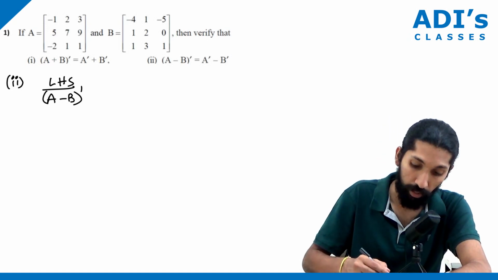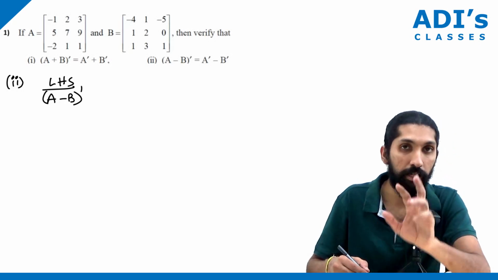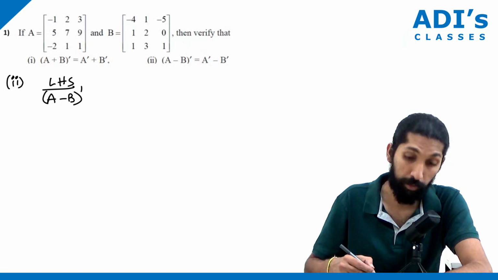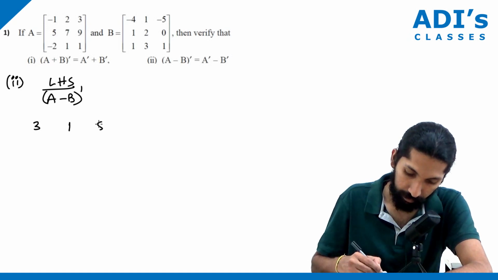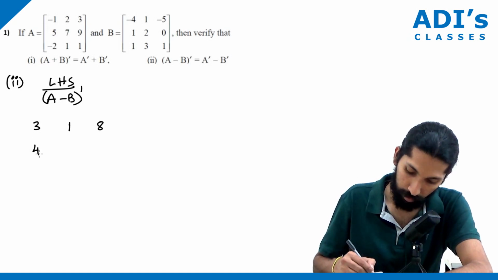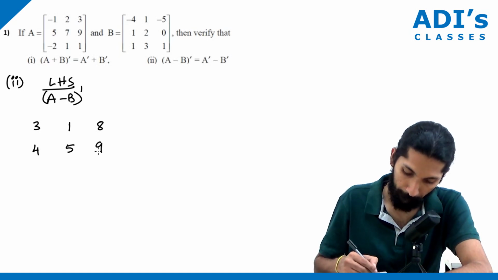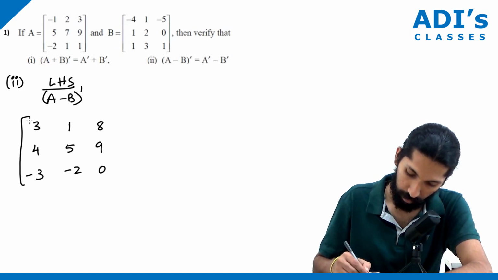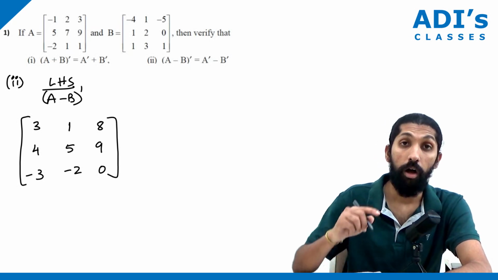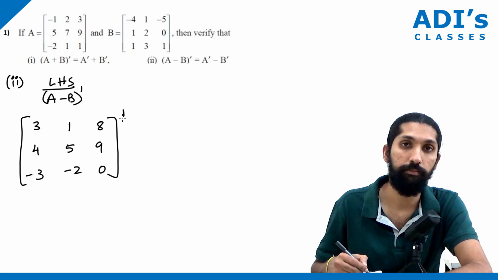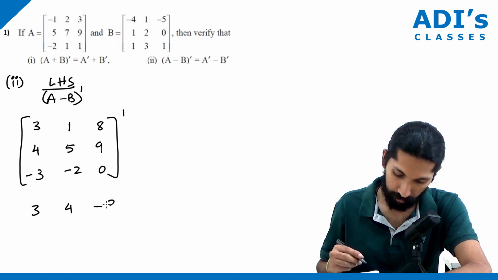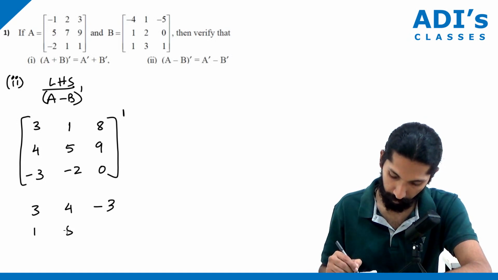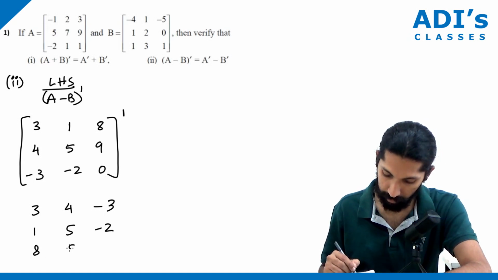Alright. 1 minus of minus 4. That's basically 1 plus 4, 5? Minus 1 plus 4 is 3. Then we have 1. Then we have 8. Then we have 4. Then 5, 9. Minus 3. Minus 2, 0. This is A minus B. Transpose of this one. So we need to do dash. So when you transpose, we're going to get 3, 4, minus 3, 1, 5, minus 2, 8, 9, 0.